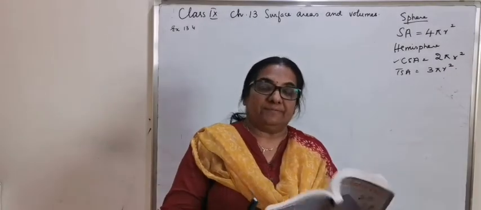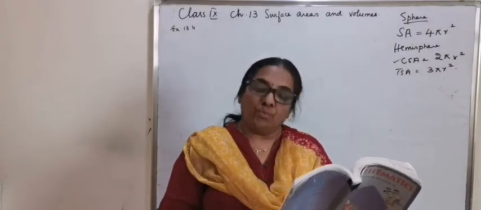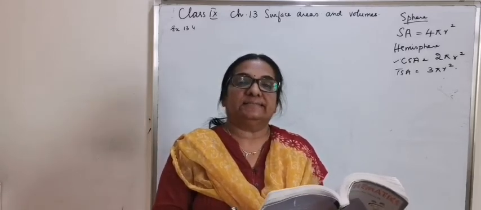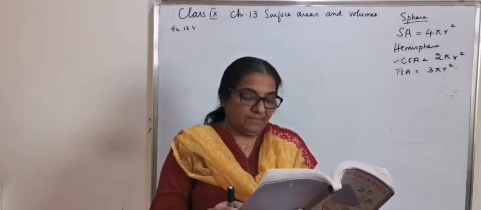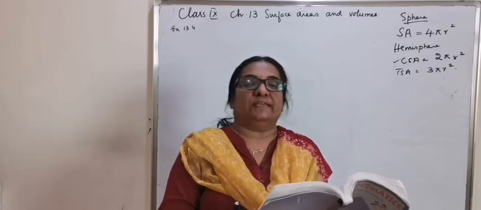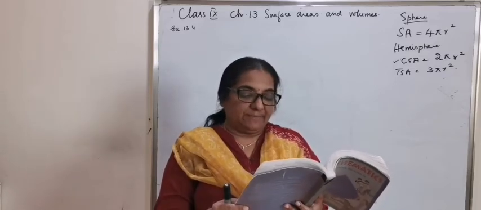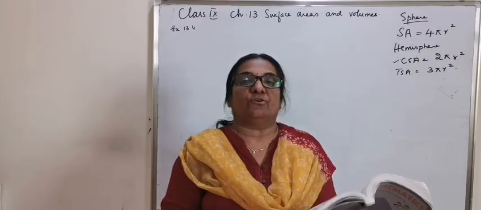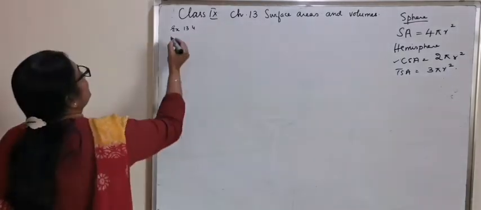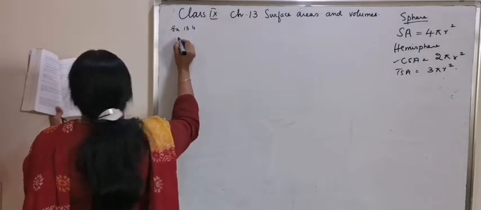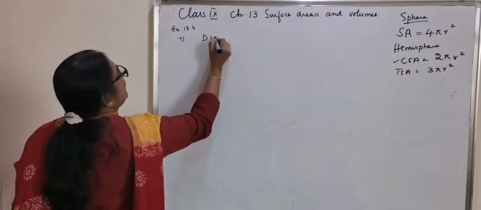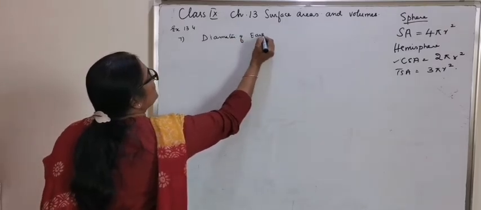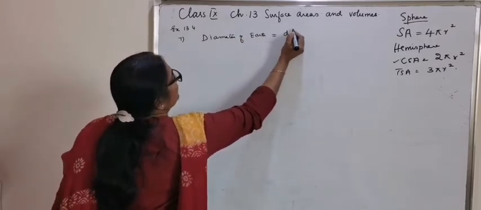Question number 7. The diameter of the moon is approximately 1/4 the diameter of the earth. Find the ratio of their surface areas. The diameter of the moon is approximately 1/4 the diameter of the earth. So, let us take the diameter of the earth. Let the diameter of the earth be equal to d.